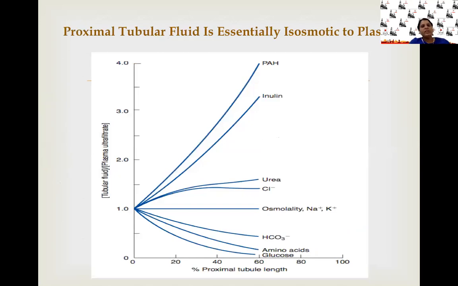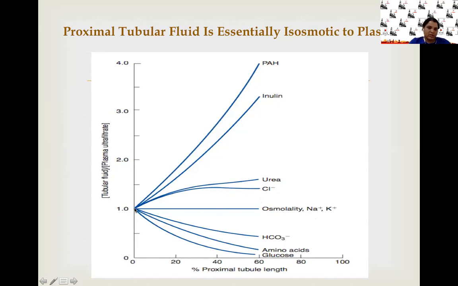Now, the fluid in the proximal tubule is essentially isoosmolar to plasma. Because of the high water permeability, 70% of water and solutes are reabsorbed. That is, both water and solutes, the sodium and potassium, are reabsorbed. If the tubular fluid to plasma concentration is 1, that means it is isoosmolar to plasma, because roughly equal amounts of water and the solutes are reabsorbed.